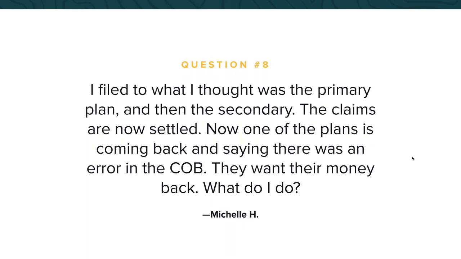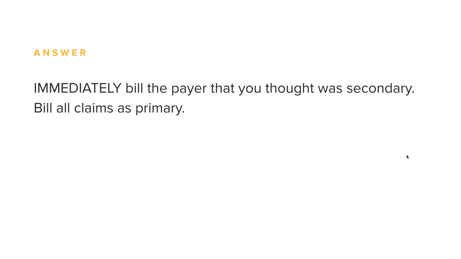First of all, take a deep breath. Calm down. I know it's frustrating. The first thing you need to do is immediately bill the payer that you thought was secondary, change the filing order so that all claims go out as primary. And SimplePractice can help you with this, because when you file an electronic claim, there's what's called an indicator on that EDI that says I'm filing as the primary or I'm filing as the secondary. You need to make sure that that indicator says you're primary.